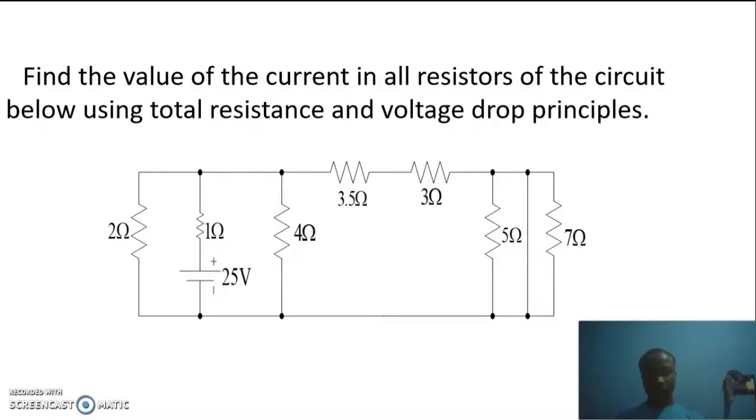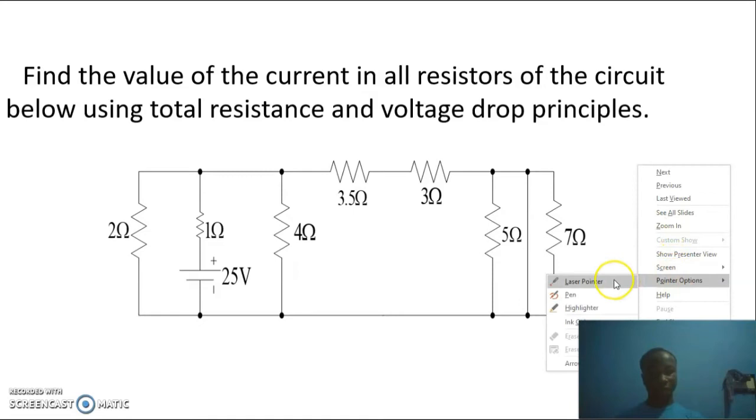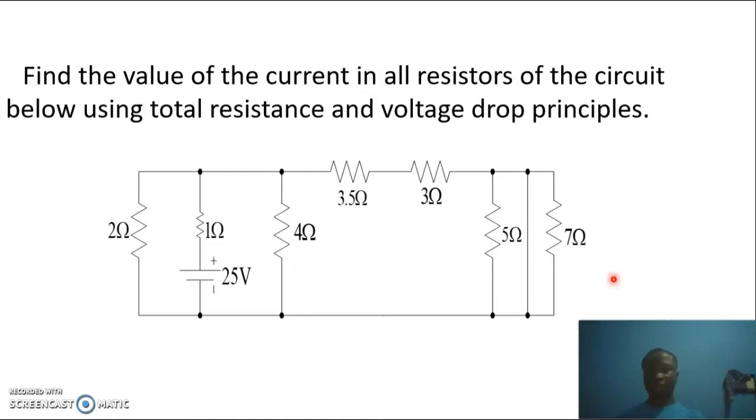So let's start. Today we are looking at this circuit that you can see on your screen. Looking at this circuit, the question is: find the value of the current in all resistors of the circuit below using the total resistance and the voltage drop principles.